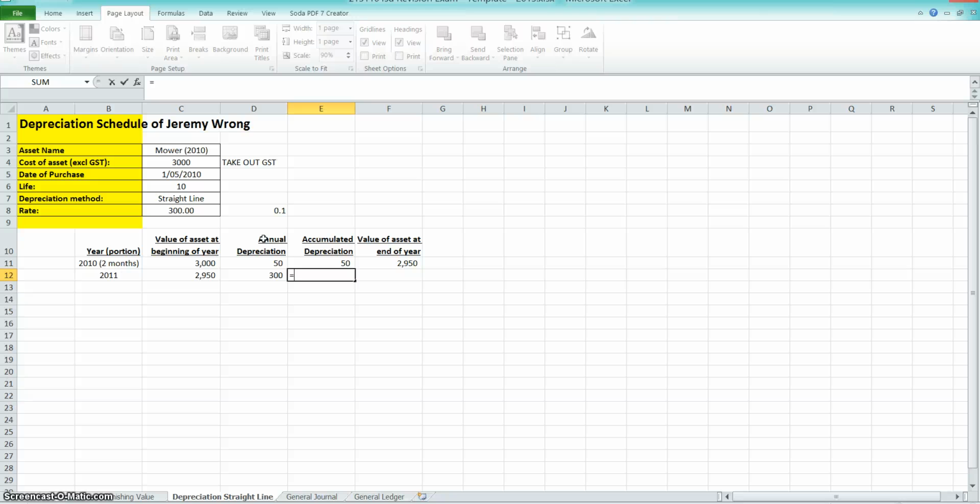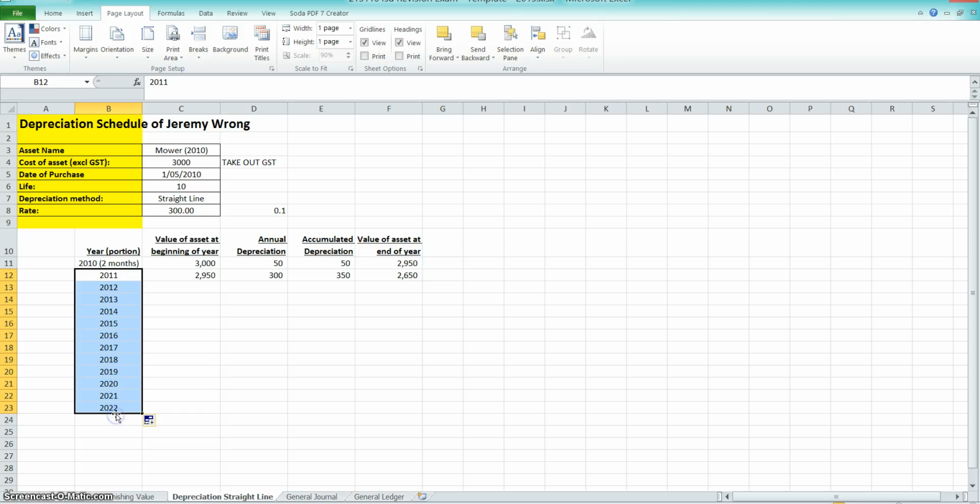Okay. Our accumulated depreciation then is last year's depreciation plus this year's depreciation. And again, the value of the asset at the end of the year will be equal to the beginning less the depreciation. Okay, I'm going to give you a trick. If you hold down the control key and then hover your mouse over that and then drag, it should fill these all in for you. So we need 10 years, which will be to there.